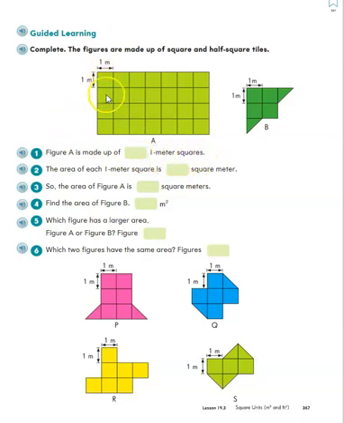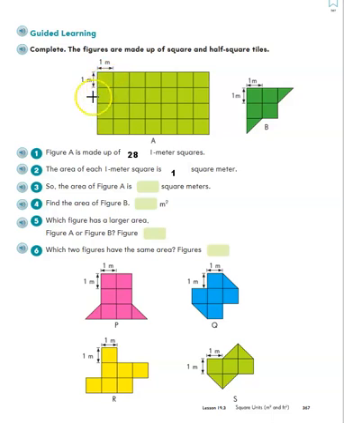So we can see there are 4 rows and there are 7 squares in each row. So 4 times 7 would be 28. So there are 28 1 meter squares that make up this shape that we're looking at. And then number 2 says the area of each 1 meter square. Okay, guys, so the area of a 1 meter square is just 1 square meter. So that's this guy right here, 1 meter, 1 meter, 1 meter, 1 meter.